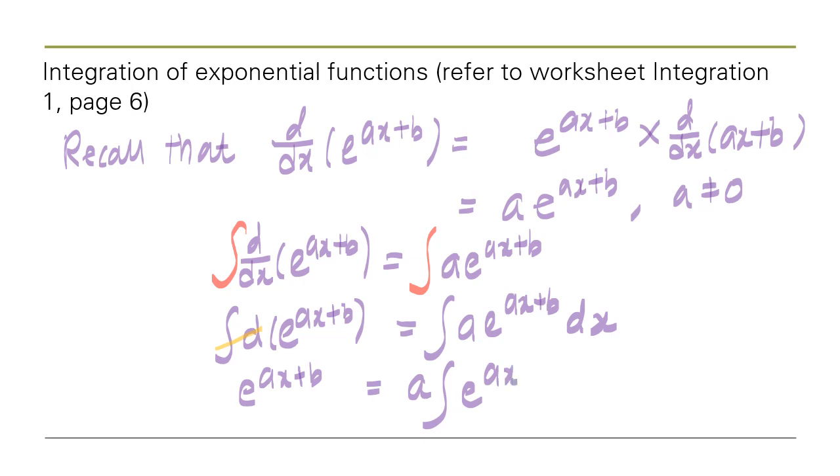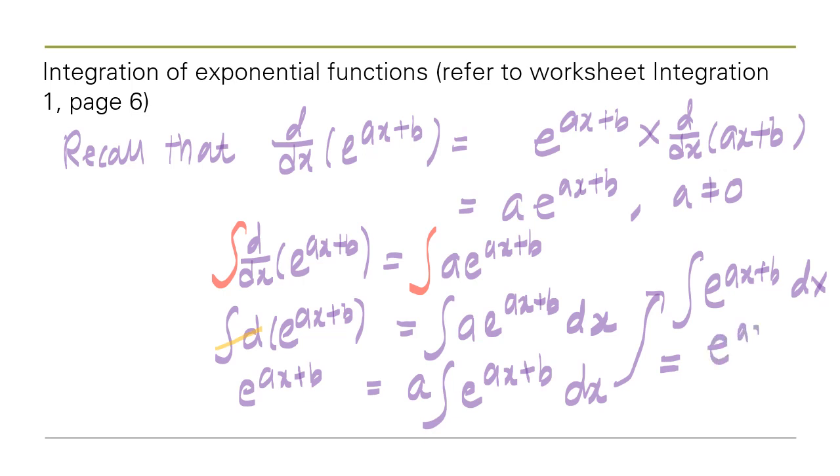from your a e to the power of ax plus b. So we're actually interested to find the integration of e to the power of ax plus b. So I need to divide both sides by a. That will give us e to the power of ax plus b divided by a, and we can write it as 1 over a e to the power of ax plus b. And because we're dealing with an indefinite integral, remember to add an arbitrary constant c.